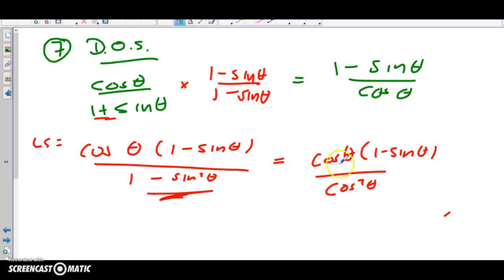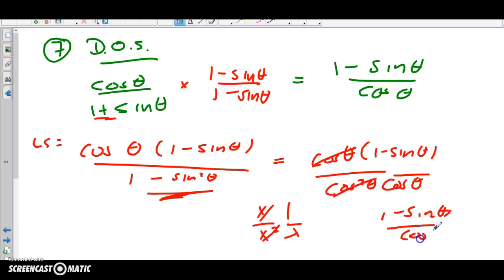And now this is the same. I have 1 minus sine theta on top. I have cos squared theta on the bottom. So that's the same as if I had x over x squared. That would cancel out to 1 over x. And that's what happens here. That cancels out to 1 over cos. And now I have 1 minus sine theta over cos theta. And that's what I had on the right side. That's what I want. So that's how you prove that one.